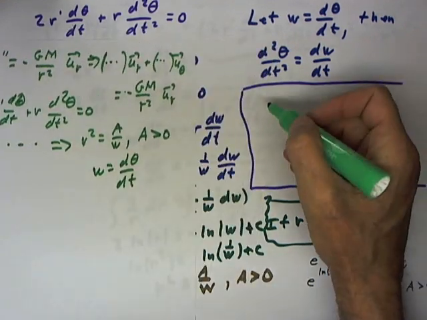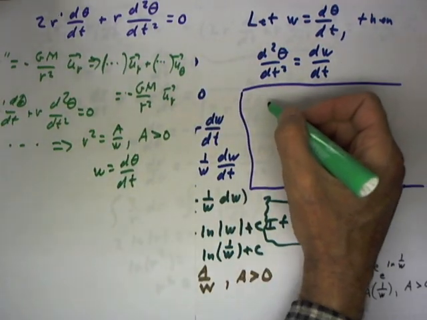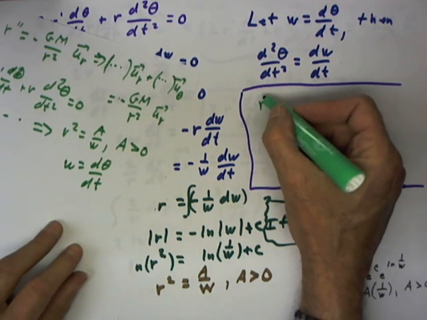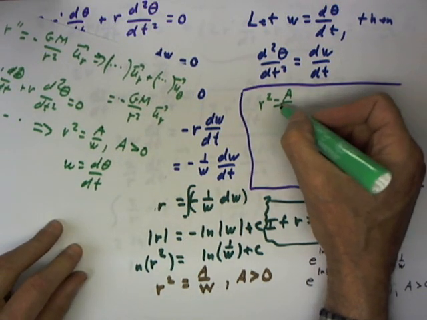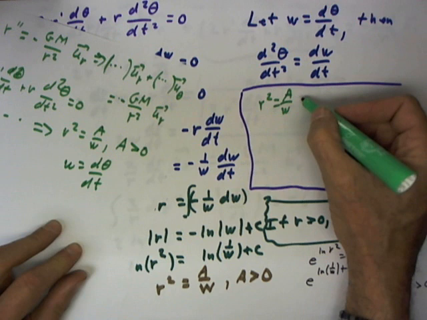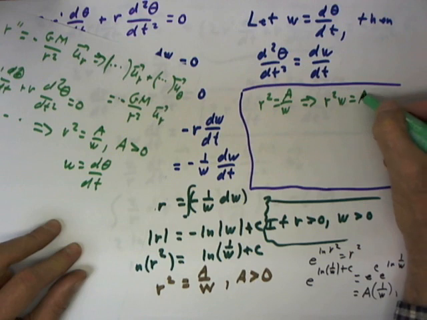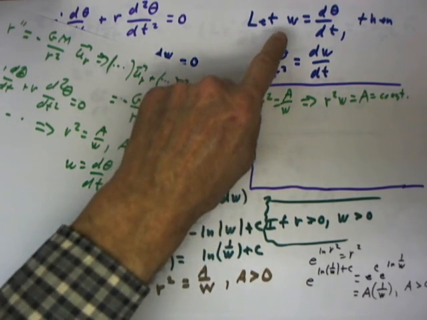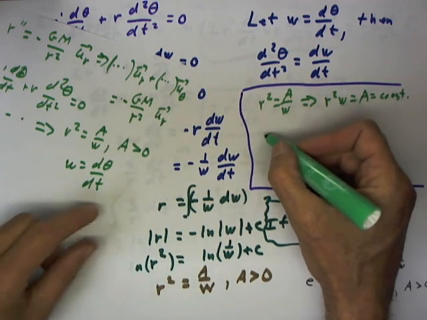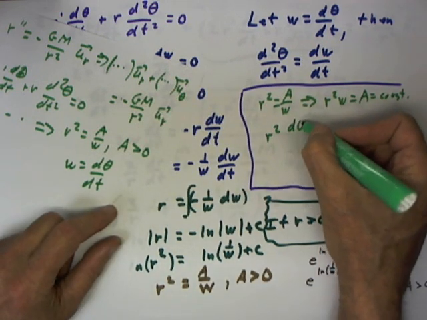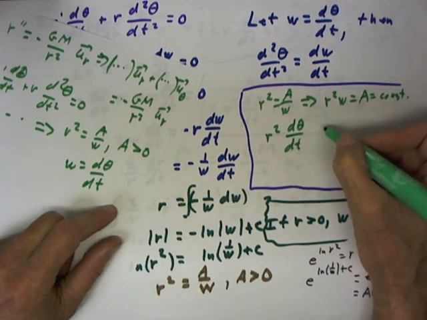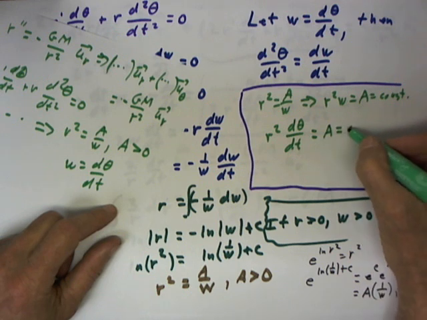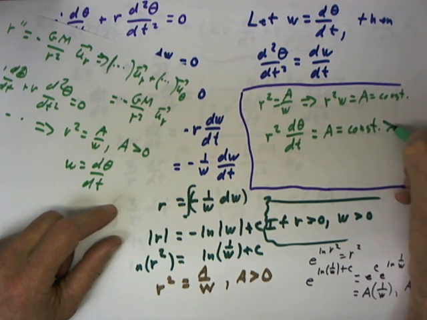Now we can come into this little box here. r squared equals A over w implies r squared w equals A, which is a constant, which we understand to be greater than 0. But what's w? It's d theta dt, so that we conclude that r squared d theta dt equals A, which is a constant greater than 0.